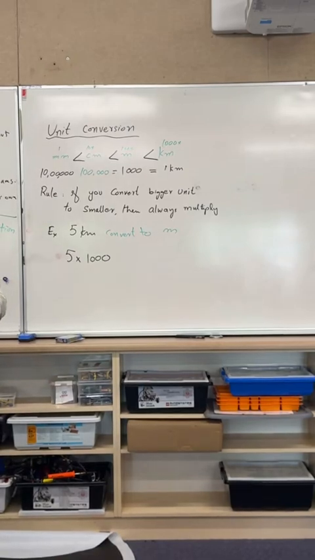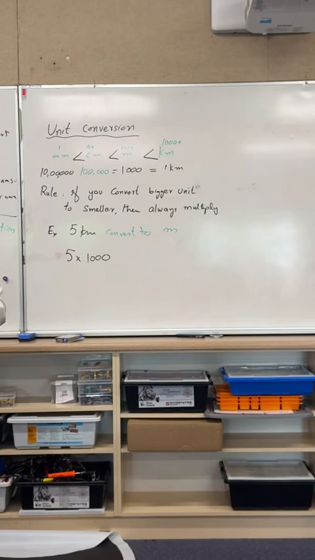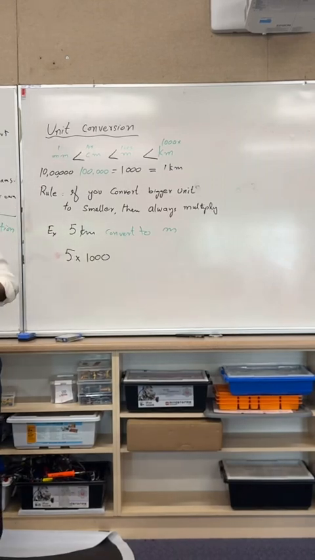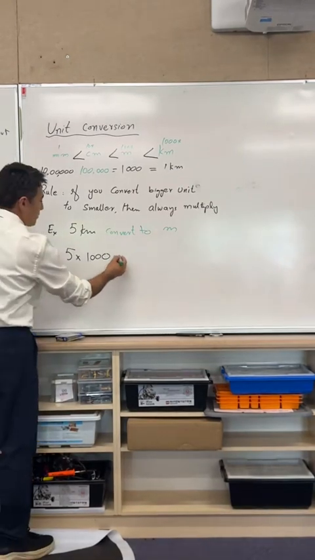How many fives we have in 100? Do you know? Let me give you a small example. In 20, how many fives we have in 20? 4, right? If you times 5 with 4, it gives you 20, right? So you have to times it. Bigger unit to smaller unit, you have to always times it. So this becomes 5,000, right?